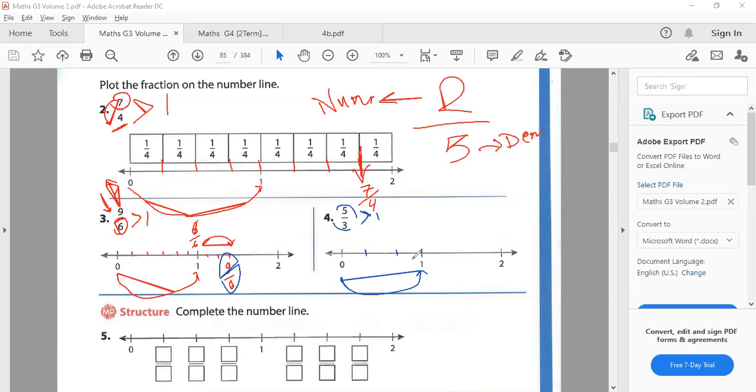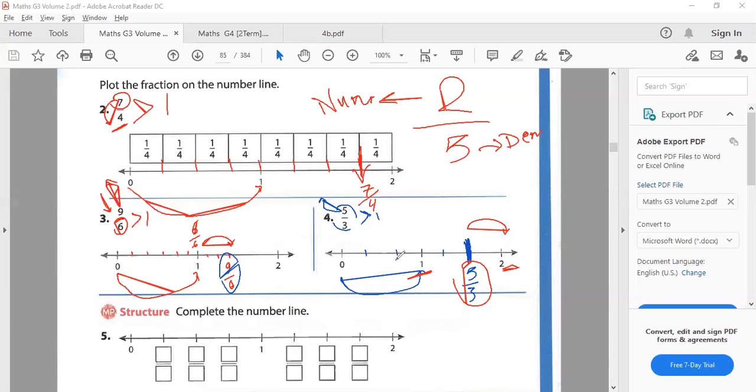So we divide from 0 to 1 into 3 equal parts: 1, 2, 3. We need 5, so we still need 2 more. After 3, it is 4 and 5. So the fraction we need will be exactly here. We put 5 over 3 here. So 5 over 3 lies between 1 and 2, right?